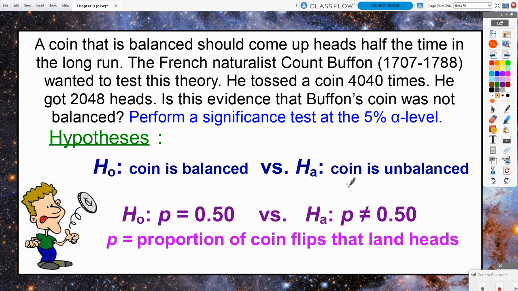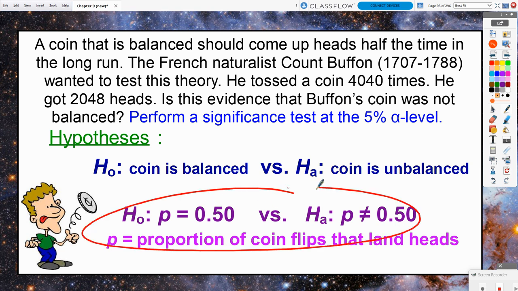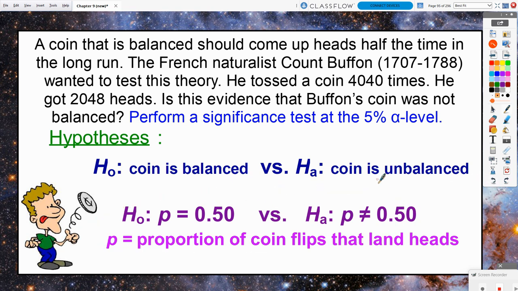Versus the alternate hypothesis is that the coin is unbalanced, or it's not balanced, or it's not fair. We're going to write it typically with our symbols and numbers. This is the way I would typically write it, but technically you could write it in words. So again, our null hypothesis is that the proportion of our coin flips that end up heads is 50%, which means the tails are also the other 50%, and therefore the coin is fair.